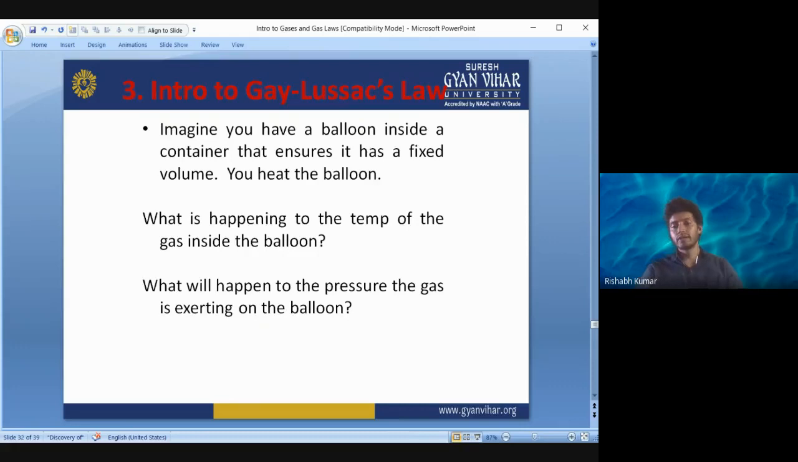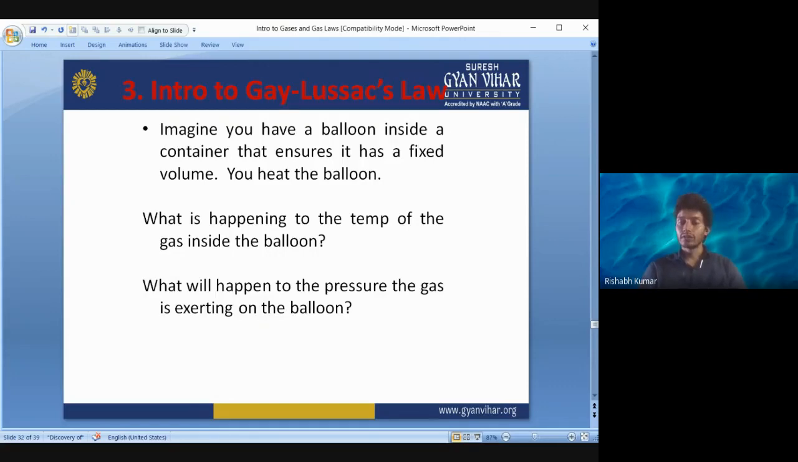Then comes the third gas law, that is Gay-Lussac's law. So imagine you have a balloon inside a container that ensures it has a fixed volume. ठीक है, तो एक बैलून है किसी कंटेनर में, अब कंटेनर में तो उससे ज़्यादा एक्सपेंड कर नहीं सकता वो, सो वो इंश्योर कर रहा है कि बैलून का फिक्स्ड वॉल्यूम. यू हीट द बैलून, आपने बैलून को हीट करना स्टार्ट कर दिया, बट वो एक्सपेंड नहीं कर सकता, क्यों, क्योंकि वो बीकर के अंदर पैक है.